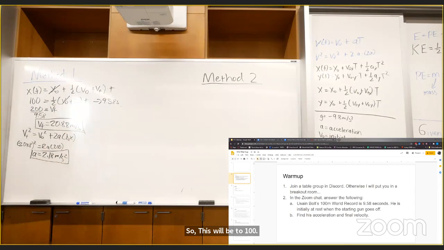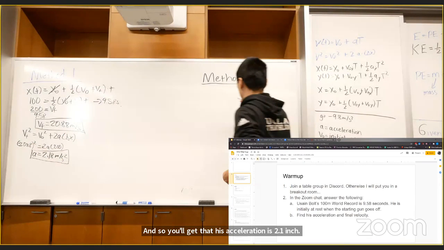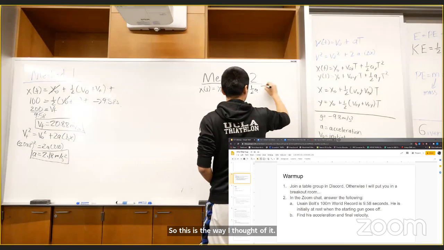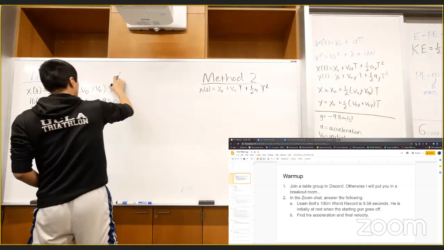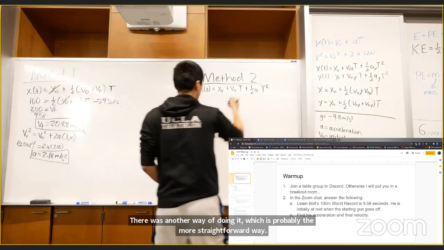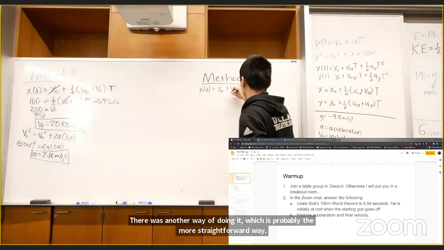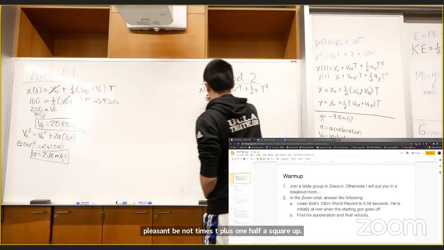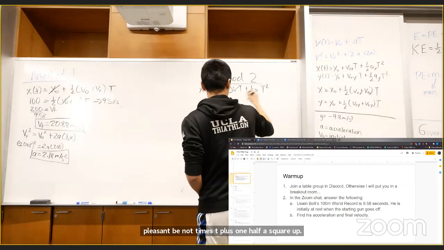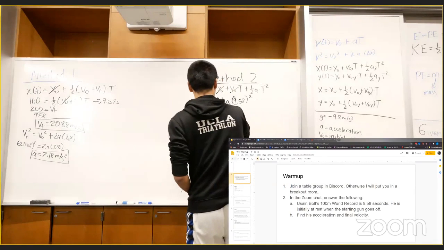So this is the way I thought of it. There's another way of doing it, which is probably the more straightforward way, and I'm going to show you right now. So this is where we start off with just the regular displacement function. x of t is x naught plus v naught times t plus 1/2 a times t squared. Oh, this should be a t right here, so you can see it. Okay, so his initial velocity is 0. His initial displacement is 0. So 100 is 1/2 times a times 9.58 squared.